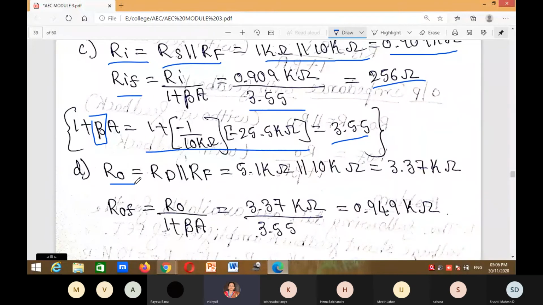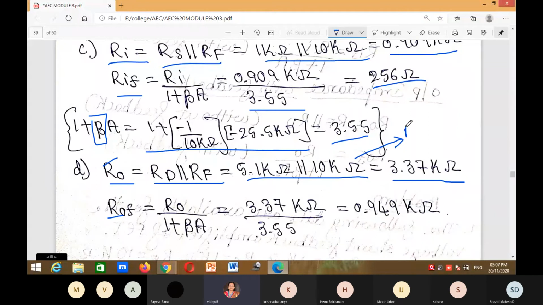Next, R naught. Okay, output resistance with feedback and without feedback. This is without feedback. With the feedback is this one. RD parallel RF is equal to 5.1 kilo ohm parallel with 10 kilo ohm. If you solve this, what do you get? 3.37 kilo ohm.